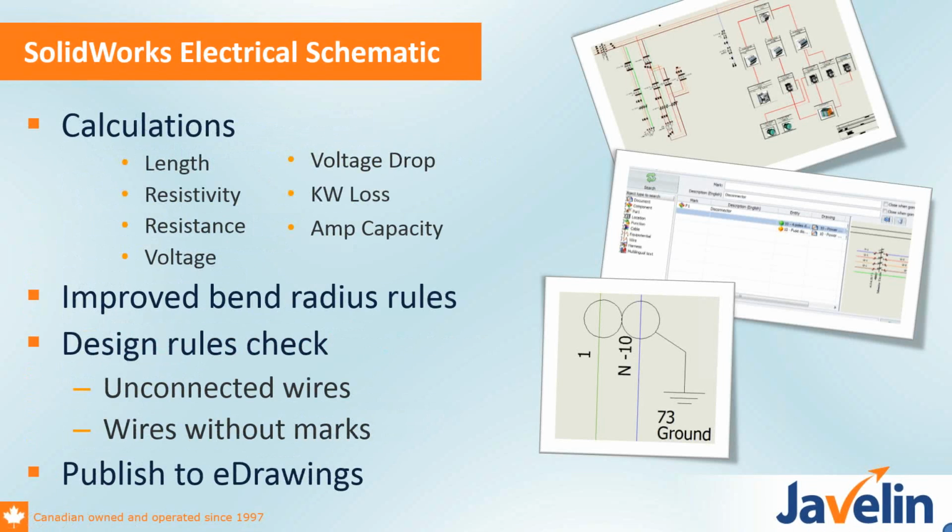Adding to that, I know I need to take a breath here because there's too many things to say, right? Calculations: it does length calculation, resistivity, resistance, voltage, ampacity or amp capacity, the power loss, the voltage drop. The bend radius rules are better now. Design rule checks can check for any wires that you've left off or you've not connected, or any wires without numbers because you manually removed the numbers or something like that. You can even publish to e-drawings. Of course, PDF and DWG are there already. Now e-drawings is also there, so you have more ways to share your design.